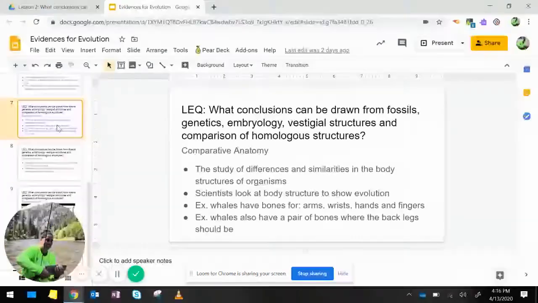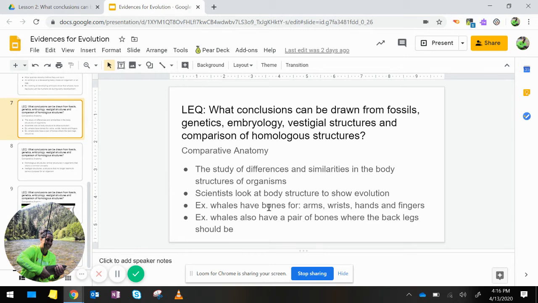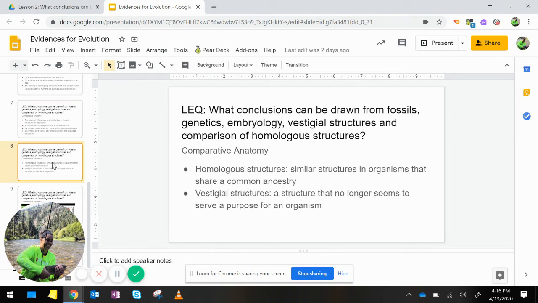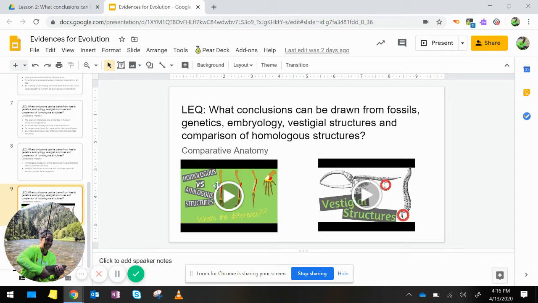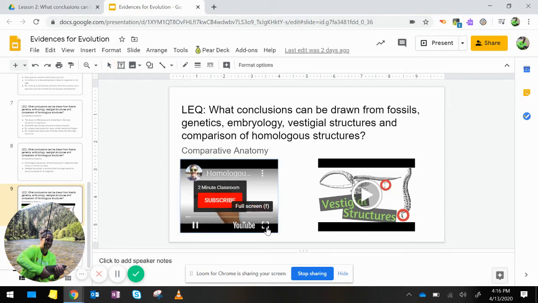So those would be things like the whales having bones for their arms, wrists, hands, and fingers in their flippers, where the wing of a bat would have bones that are similar for arms, wrists, hands, and fingers. And all of these organisms are mammals, so they are all sharing a common ancestry. So if we take a look at this, homologous structures.